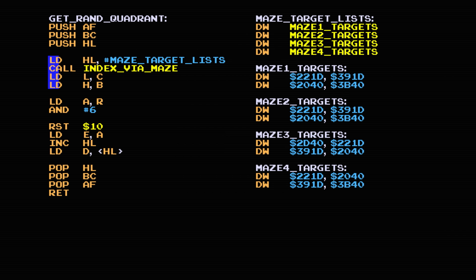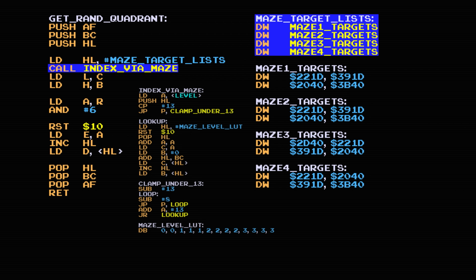First, this routine selects one of these lists of coordinates based on the current level and which maze is currently in play. It does this by indexing into this list of pointers to lists. It uses this subroutine to convert the level number into a maze ID, since it's not trivial to map one onto the other. I'll let you take a quick look at this if you'd like, but it's not super important to understand exactly how that happens here.